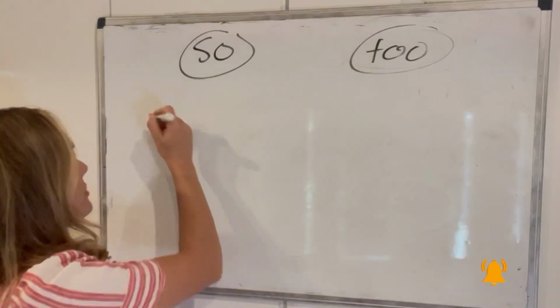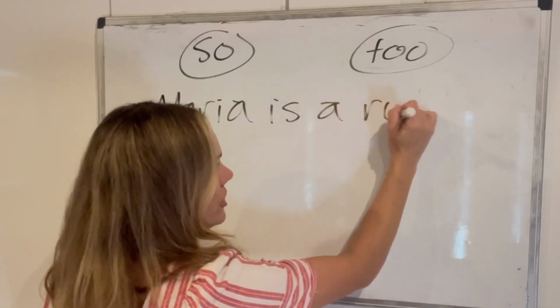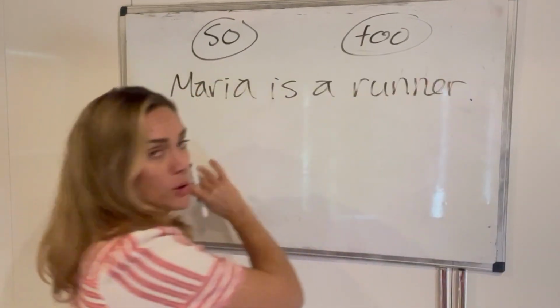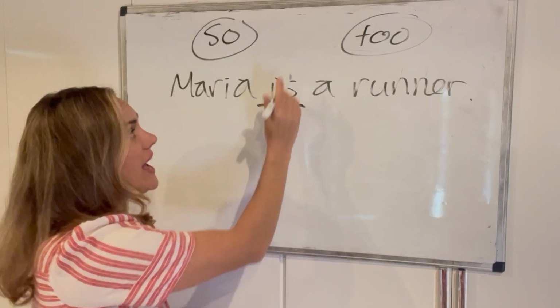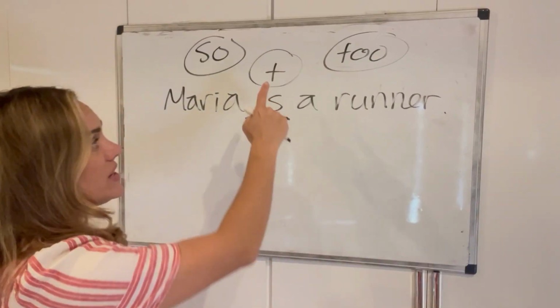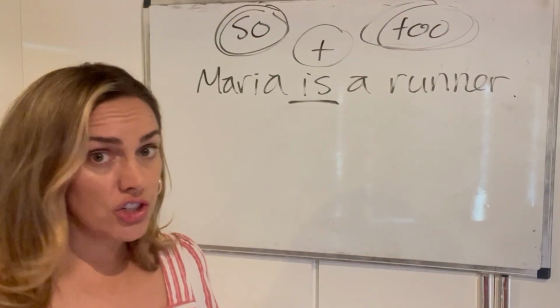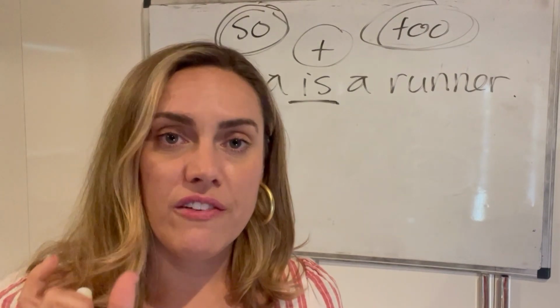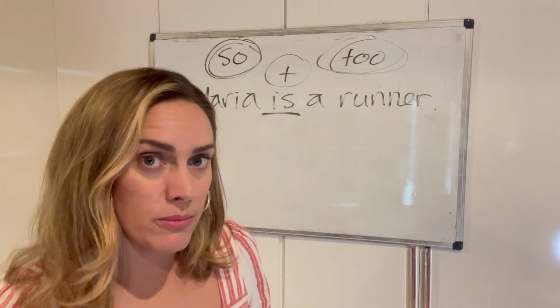So, for example, if I say Maria is a runner. Maria is a runner. Here's the verb. The verb is be. And notice it is affirmative. That means it is not negative. It is affirmative. And that's really important because you can only use so and to show similarity when the verb in the original statement is affirmative.